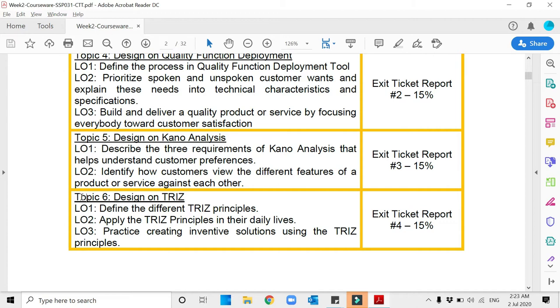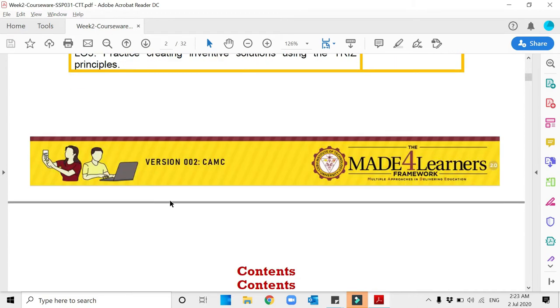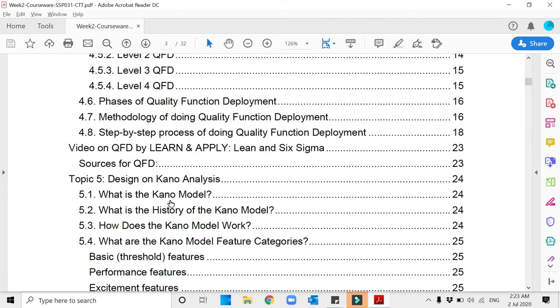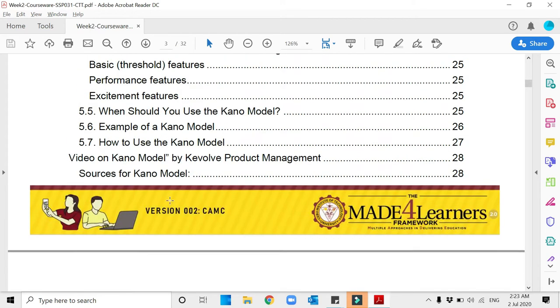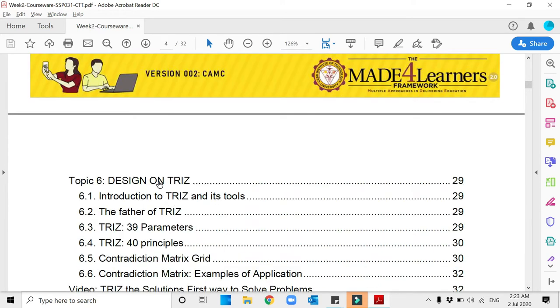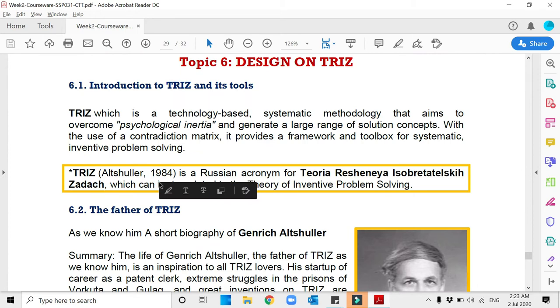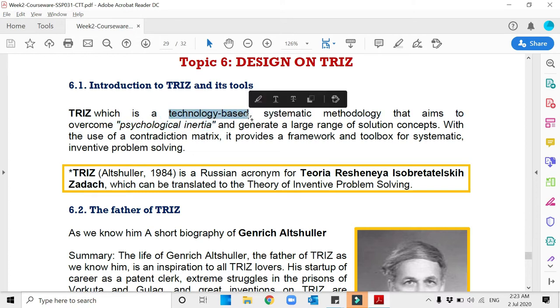The last topic, topic 6, is Design on TRIZ. Design on TRIZ is the same as the others, aiming to create a design to improve the existing problems found on existing designs. TRIZ is a technology-based systematic methodology that aims to overcome psychological inertia. As you notice, technology-based means we are answering technical problems with TRIZ.